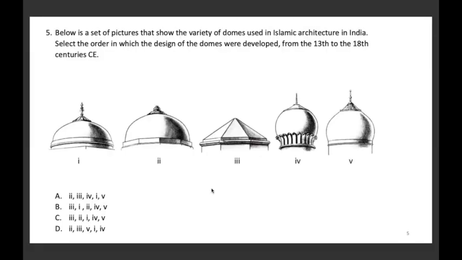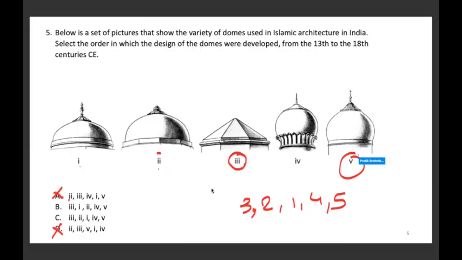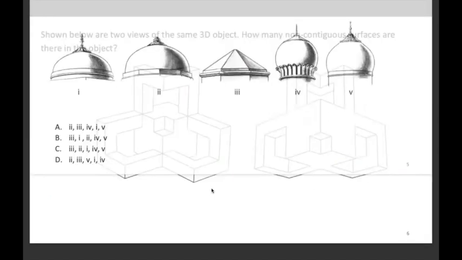From the options, one can see that either 2 or 3 is the first one. In this case, obviously this dome came first, which is number 3. So it eliminates options A and D. Between B and C, after 3 it's either 1 or 2. Actually, it is 2. The second one came earlier than the first one. So 3, then followed by 2, then followed by 1, then 4, and the last one, the most evolved design, is 5th. The correct answer is option C here. We'll move to the next one.